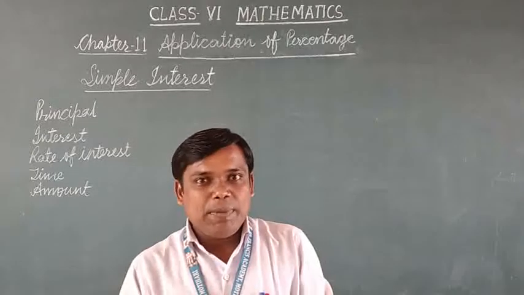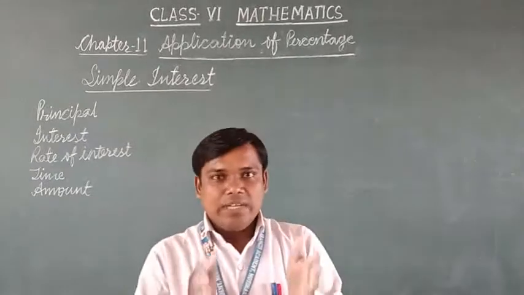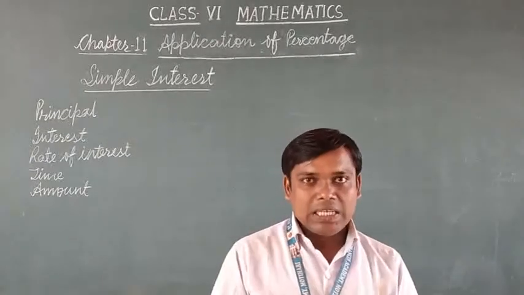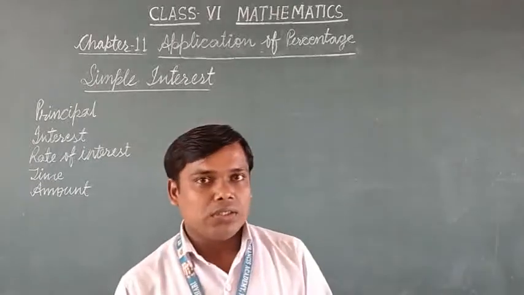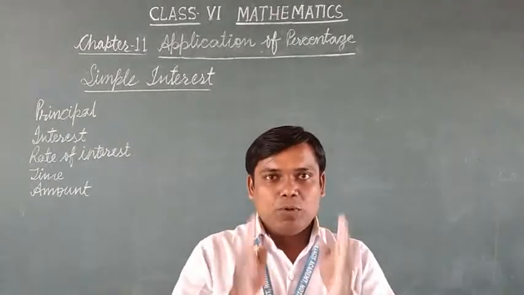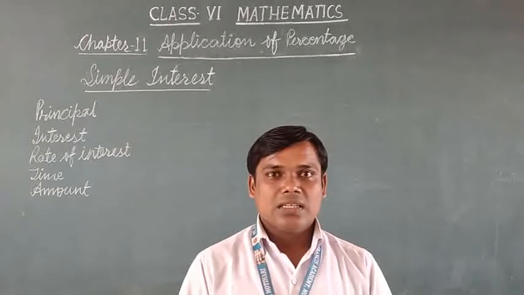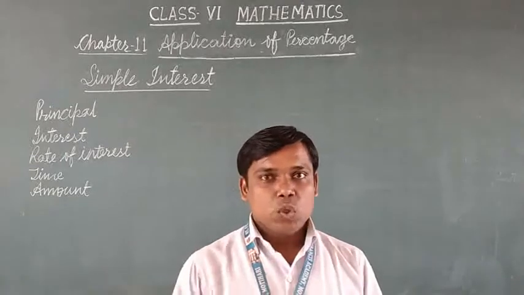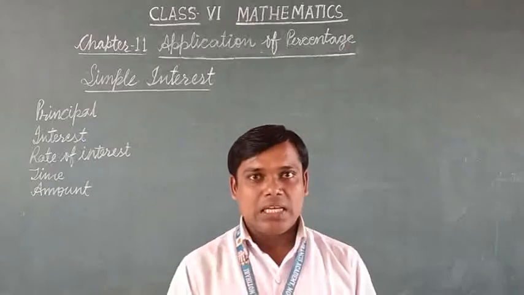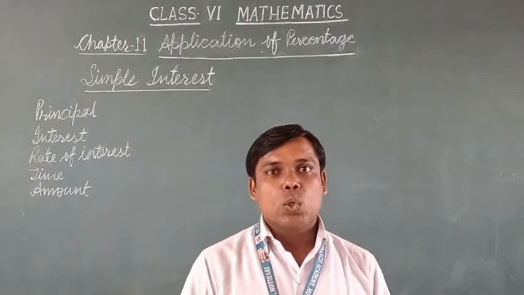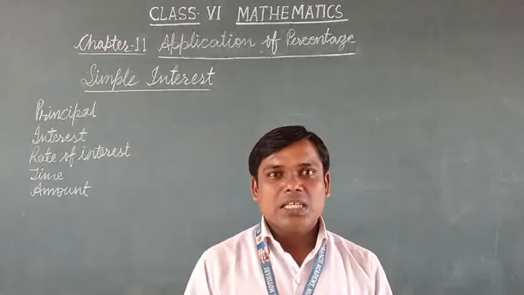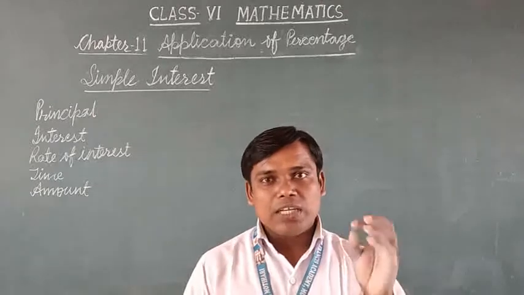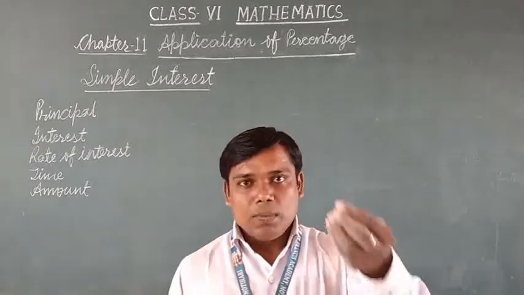The rate of interest may be annual, half yearly, quarterly, or monthly. Meaning that on the money which we have borrowed, we have to pay interest one time in a year, then annually; two times in a year, half yearly; four times in a year, quarterly; or on a monthly basis, meaning in one month we have to pay the interest of the money borrowed.